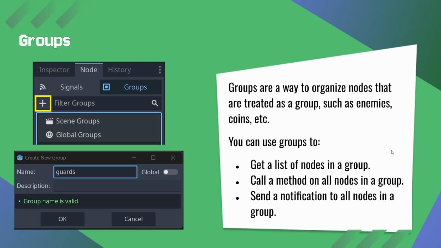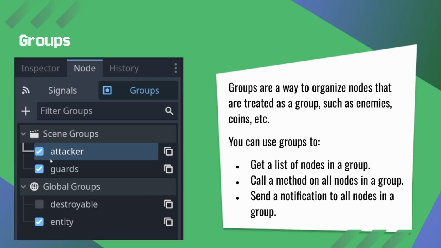All right, next up, groups. Groups are pretty simple. They're just a way to organize nodes that are kind of treated as a group, such as enemies, coins, etc. And you can use groups to get a list of all nodes in a group, or call a method on all these nodes, or send a notification for all the nodes in a group. As stated, they're good for enemies and objects that you might want to all hear or do the same thing.